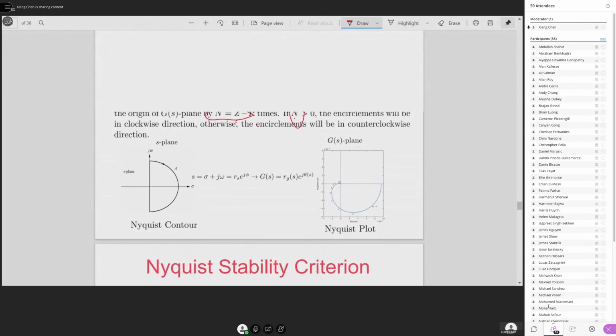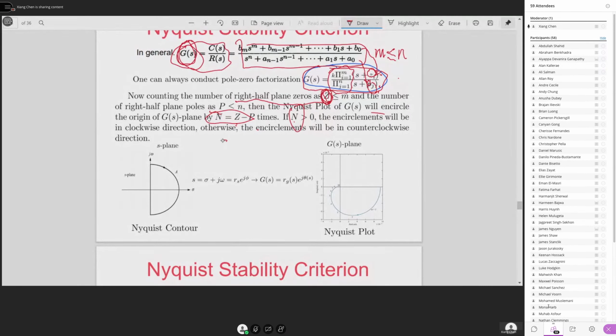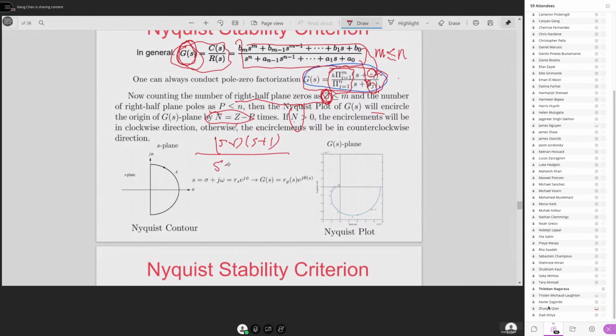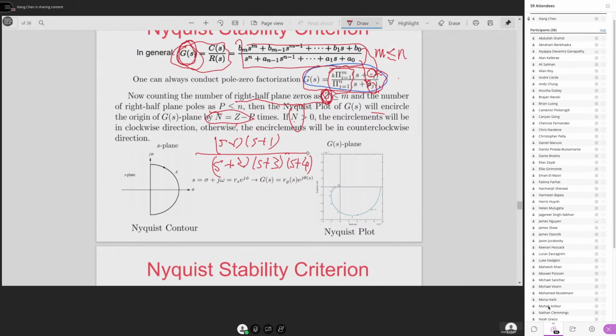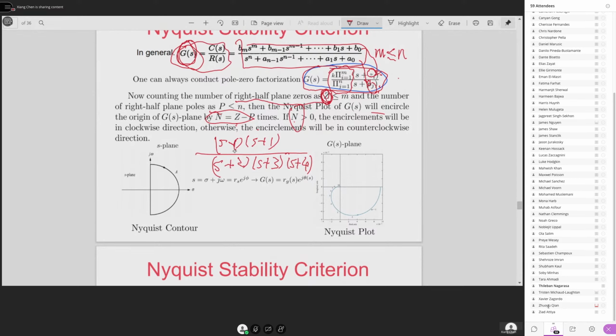For example, let me give you a very simple example. Let's say you have (s minus 1) over (s plus 1)(s plus 2)(s plus 3)(s plus 4). Then you just count. This transfer function has one right half plane zero, which is this one, right? So Z is equal to 1. How many right half plane poles? Can someone tell me? How many right half plane poles?